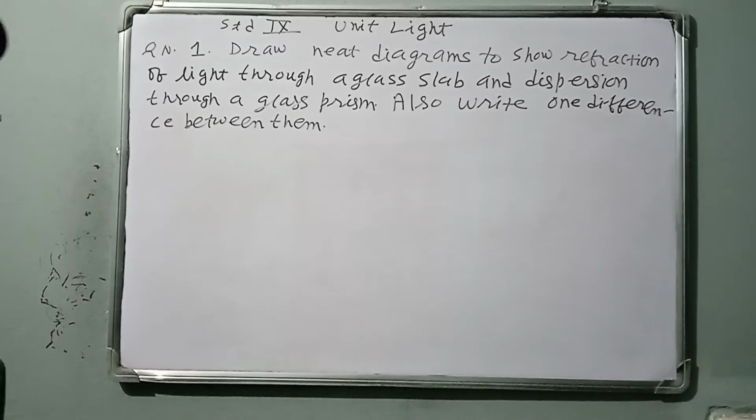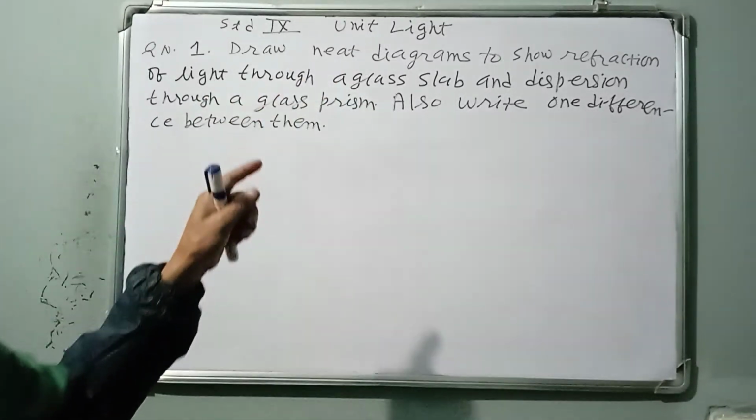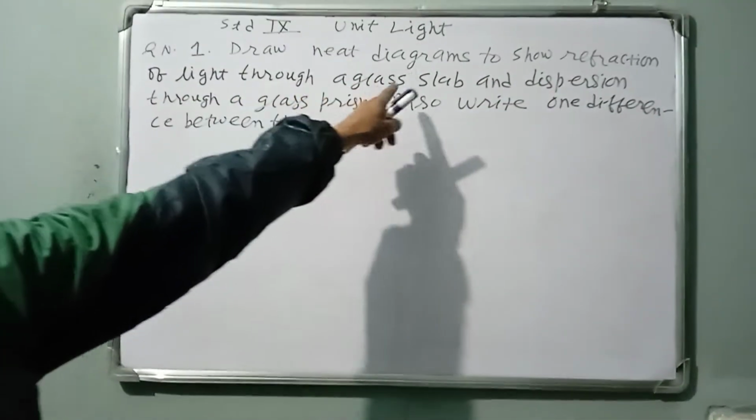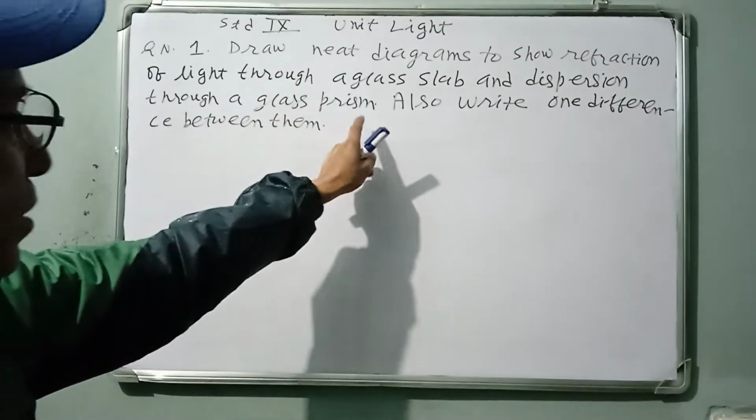Good evening, class 9, unit light, last part. Today, draw. Question number 1. Draw neat diagrams to show refraction of light through a glass slab and dispersion of light through a glass prism.